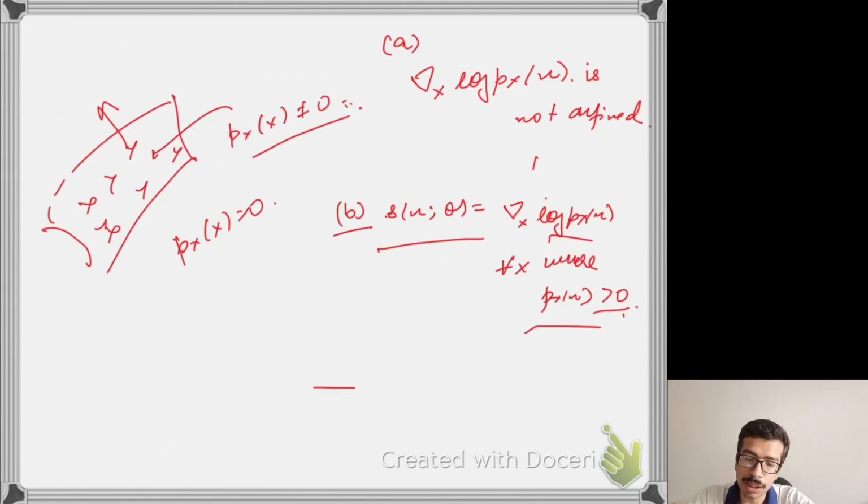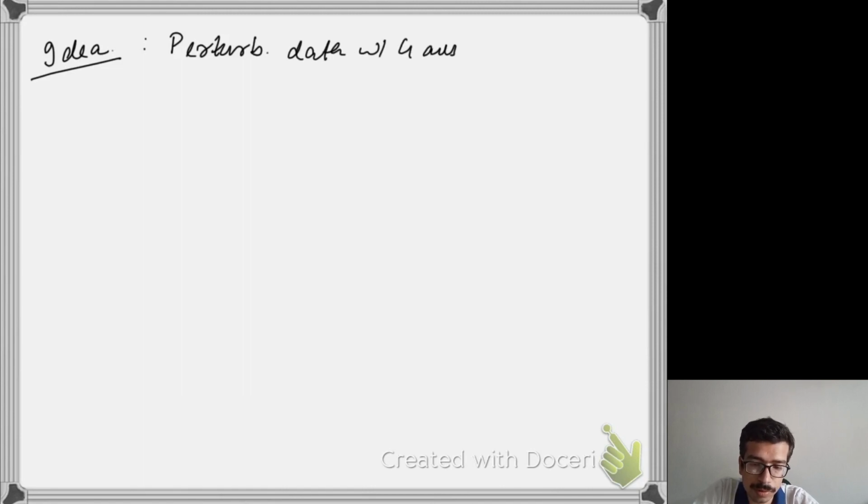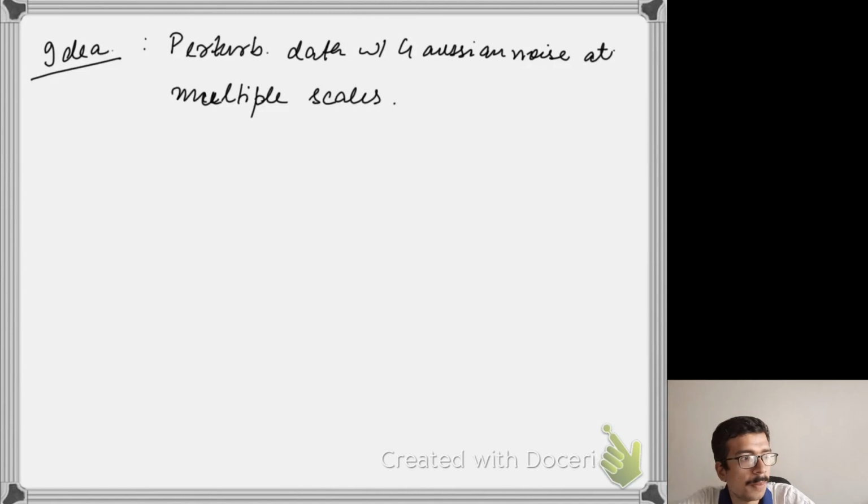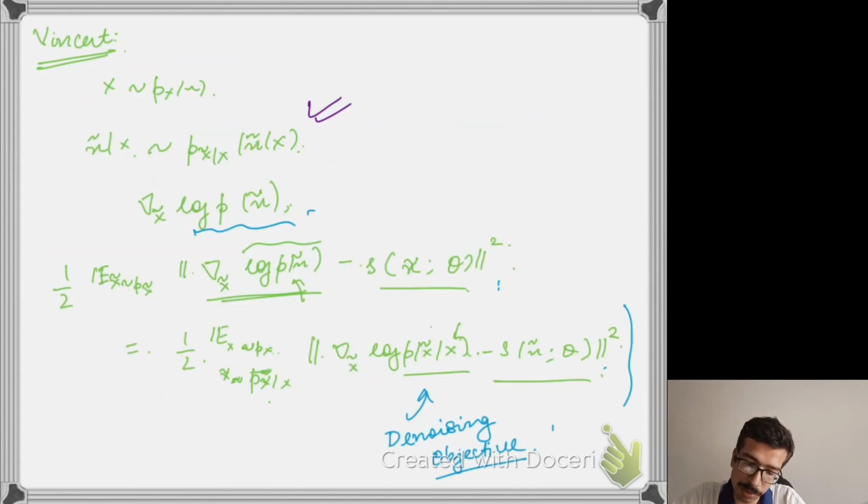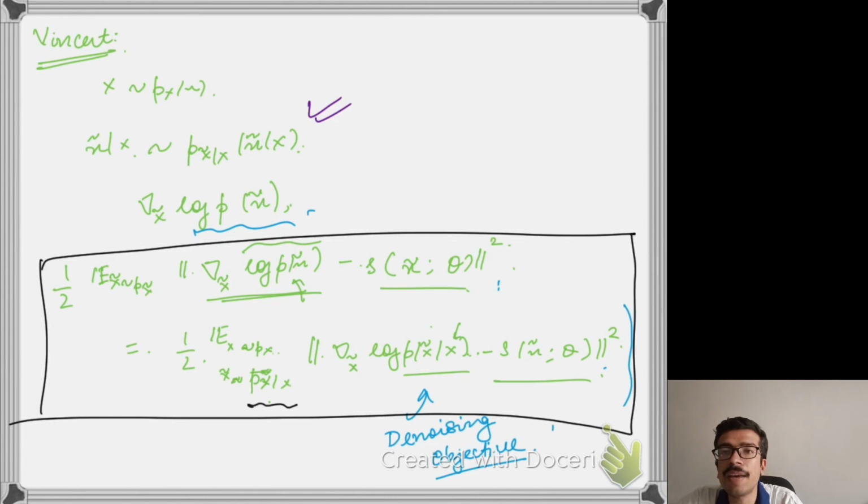The solution to all these problems which we have discussed so far, the manifold hypothesis as well as the problem of having low density regions, is given by this particular paper. The main idea is that we perturb the data with Gaussian noise at multiple scales. Here we'll be using Vincent's approach, using this sort of equality. But here, for p(x tilde given x), instead of having it at one scale, we'll have it at multiple scales.